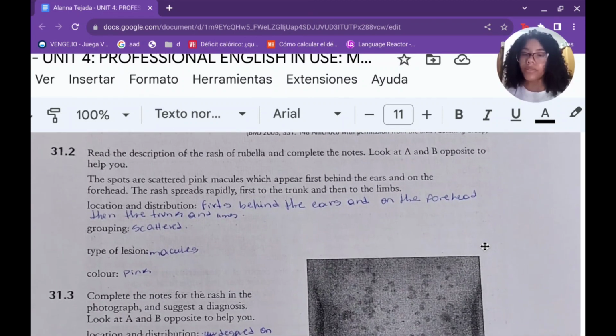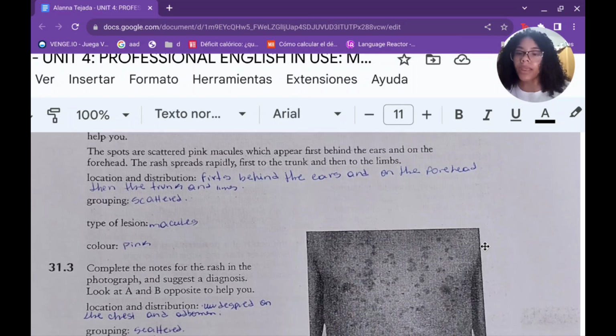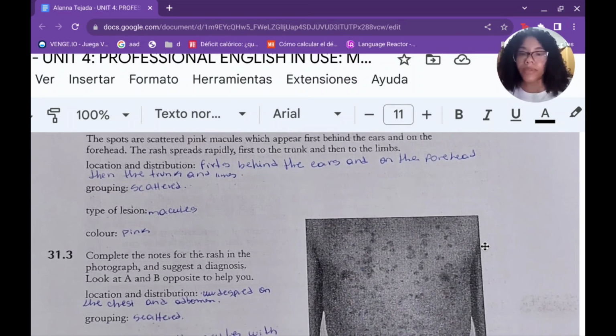31.2. Read the description of the rash of rubella and complete the notes. Look at A and B opposite to help you. The spots are scattered pink macules, which appear first behind the ears and on the forehead. The rash spreads rapidly first to the trunk and then the limbs. Location and distribution: first behind the ears and on the forehead, then the trunk and limbs. Grouping: scattered, type of lesion: macules, color: pink.